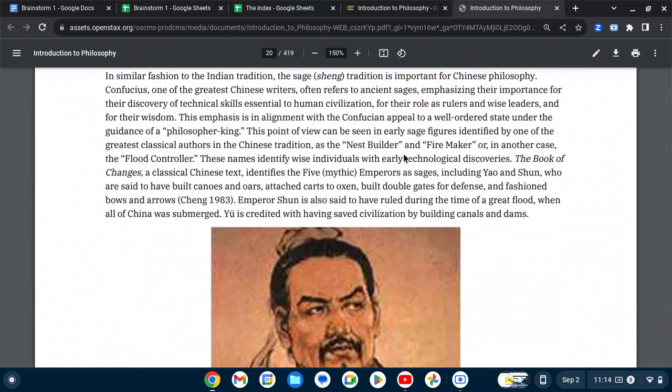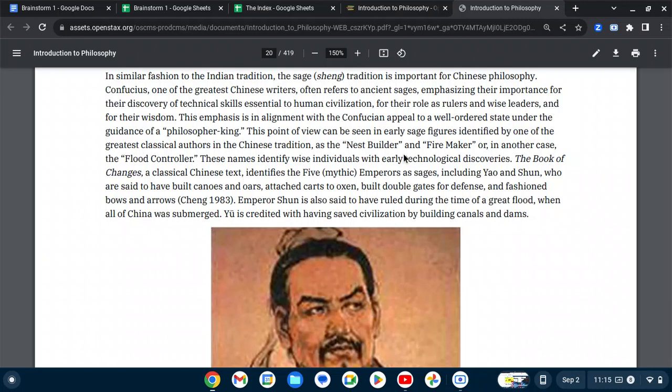In similar fashion to the Indian tradition, the sage tradition is important for Chinese philosophy. Confucius, one of the greatest Chinese writers, often refers to ancient sages, emphasizing their importance for their discovery of technical skills essential to human civilization. For their role as rulers and wise leaders, and for their wisdom, this emphasis is in alignment with the Confucian appeal to a well ordered state under the guidance of a philosopher king.